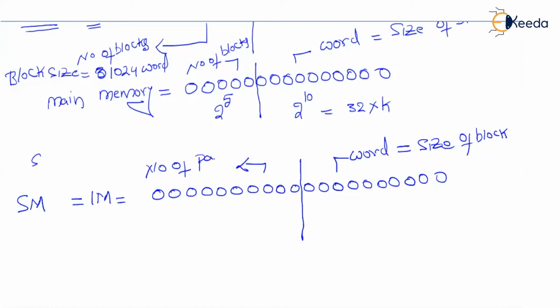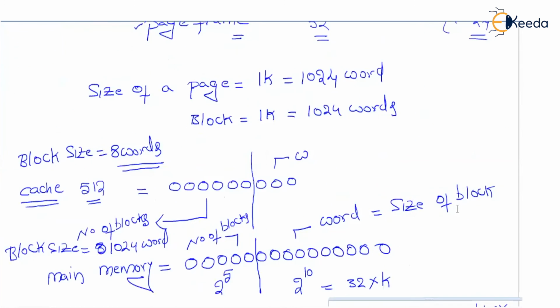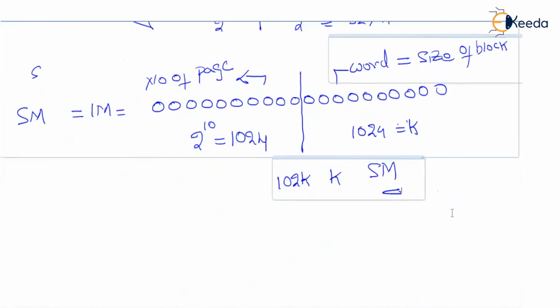A block in the secondary memory is called a page. That's it. So here I do have 2 power 10 pages, which is equal to 1024 pages, and each page is of 1024 words, which is equal to 1K. That is, I do have 1024K secondary memory.